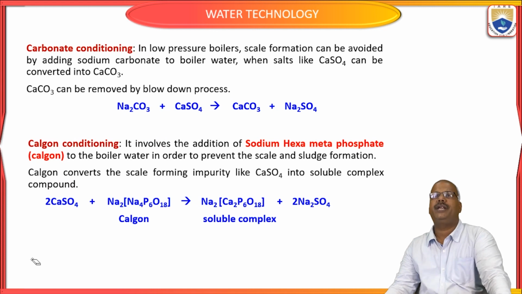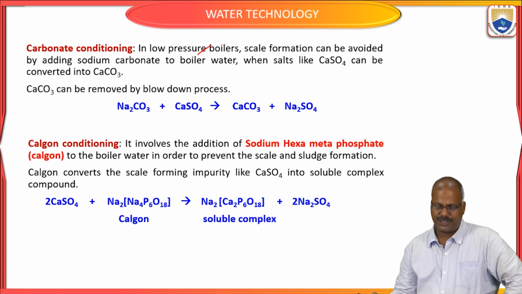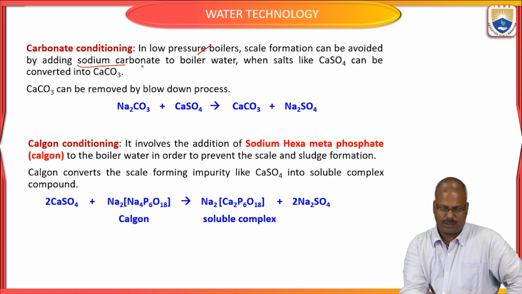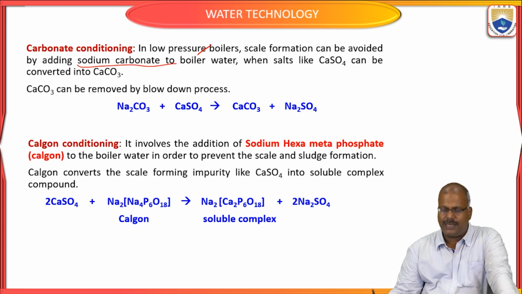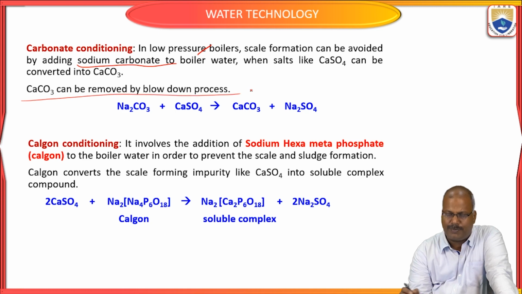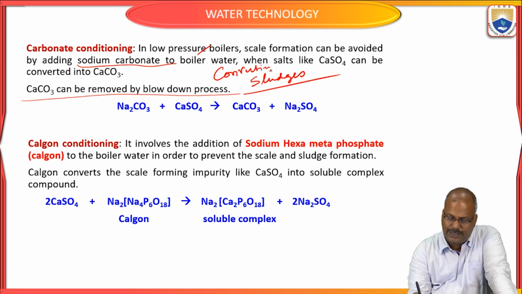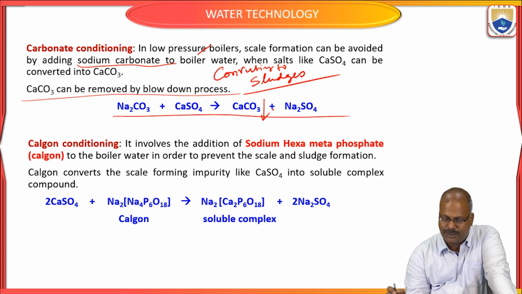Next, carbonate conditioning. In low pressure boilers, carbonate conditioning is used. Scale formation can be avoided by adding sodium carbonate, washing soda. Washing soda is nothing but sodium carbonate. Salts like calcium sulfate can be converted into calcium carbonate, which can be removed by the blowdown process. It is basically converting scales to sludges: sodium carbonate gives calcium carbonate plus Na2SO4.